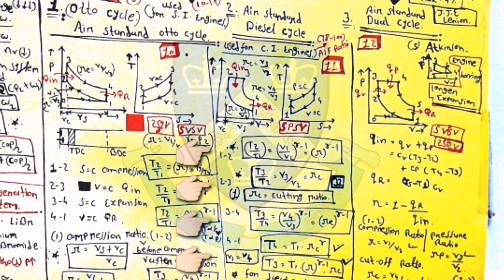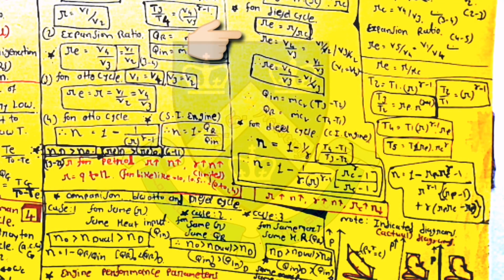Then T3 by T4 is equal to (V4 by V3) raised to gamma minus 1, which is equal to RE raised to gamma minus 1, where RE is the expansion ratio. And the fourth one is T4 is equal to T1 into RC raised to gamma, and T3 is equal to T1 into R raised to gamma minus 1 into RC. For the diesel cycle, RE is equal to R by RC. Then RE is equal to V4 by V3, which is equal to V1 by V3.